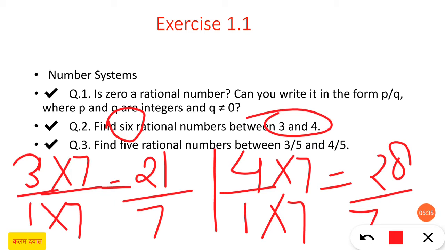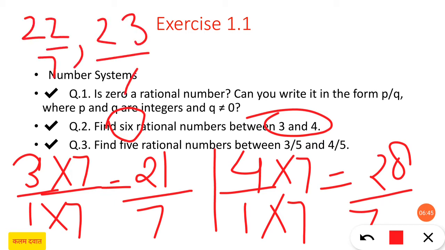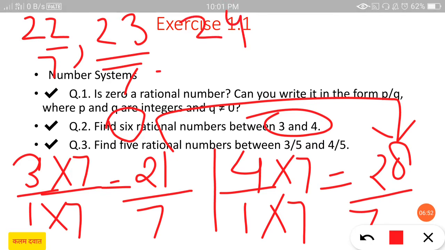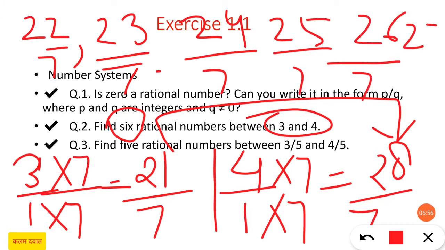So the 6 numbers which are in between them, or 6 rationals, I am writing here for you: 22 upon 7, 23 upon 7. See, I am writing numbers between 21 upon 7 and 28 upon 7. Next, 24 upon 7, 25 upon 7, 26 upon 7 and 27 upon 7. For the new denominator you can choose any other number also. You can choose 8 also, 9 also. So you can easily get 6 rational numbers between them. Next.